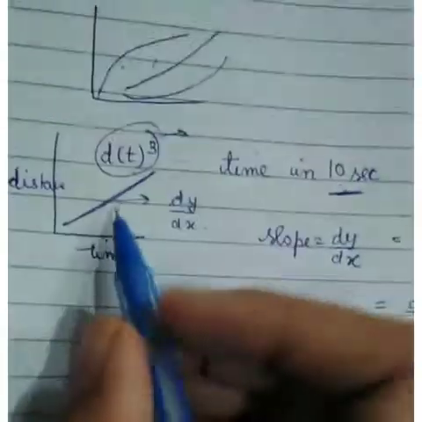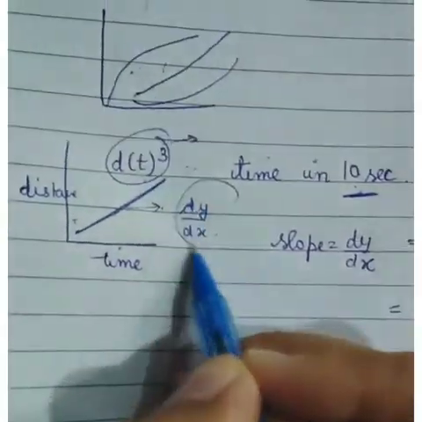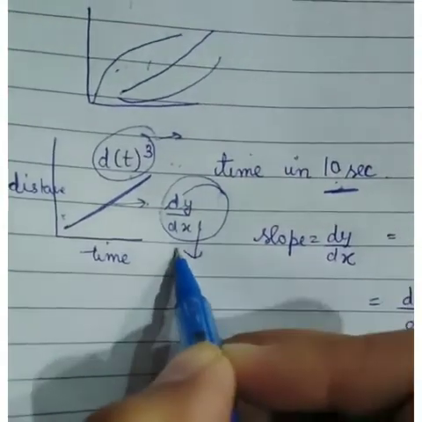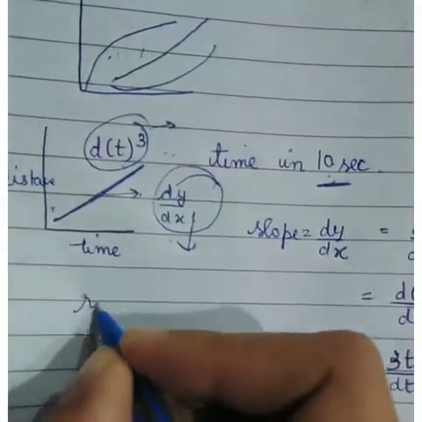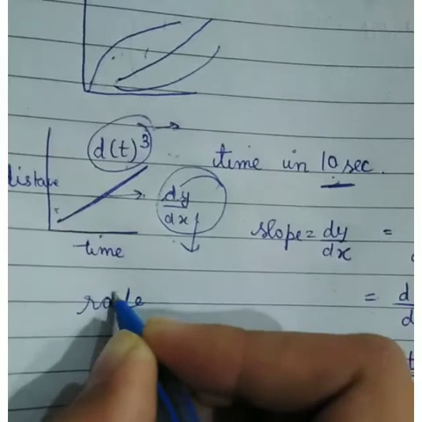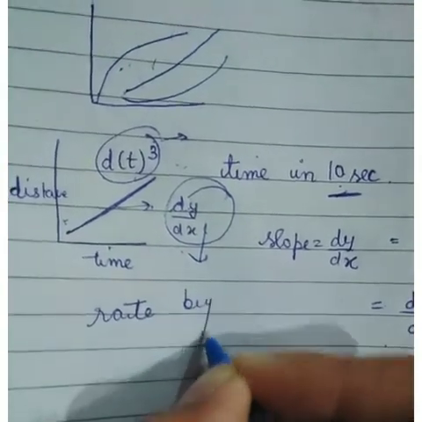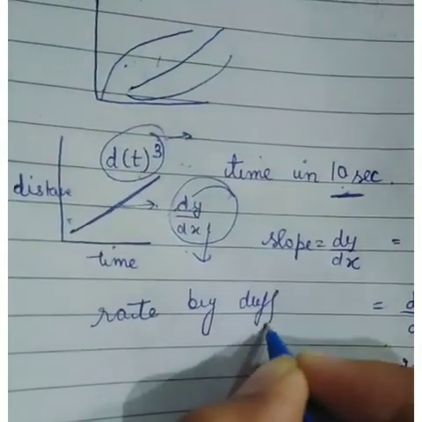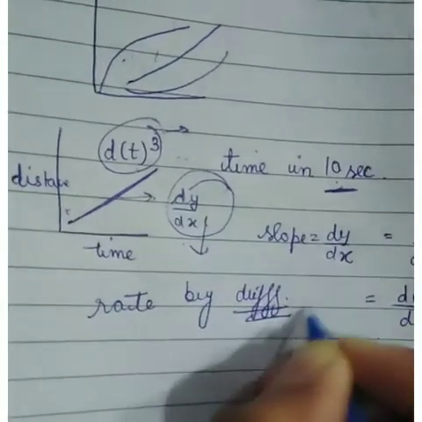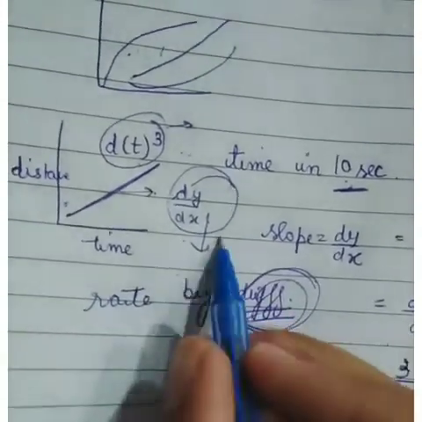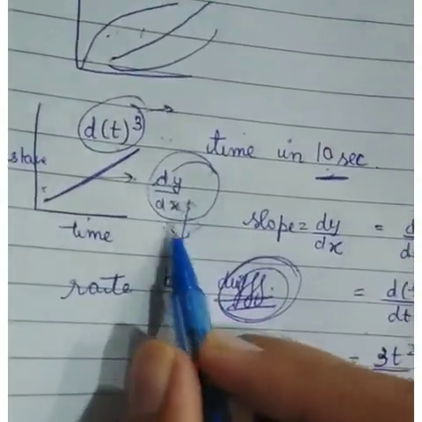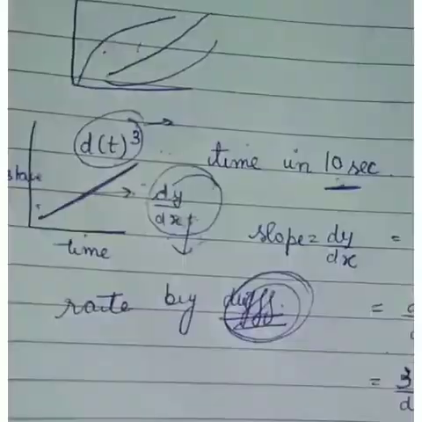So how did we calculate it? We calculated by the differentiation method. In the same way, we are going to calculate the rate of the reaction by the differentiation method.